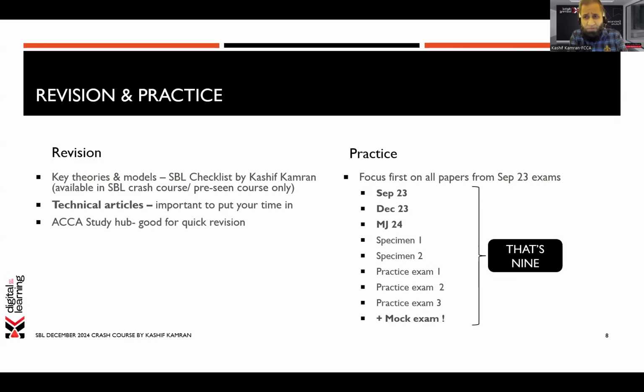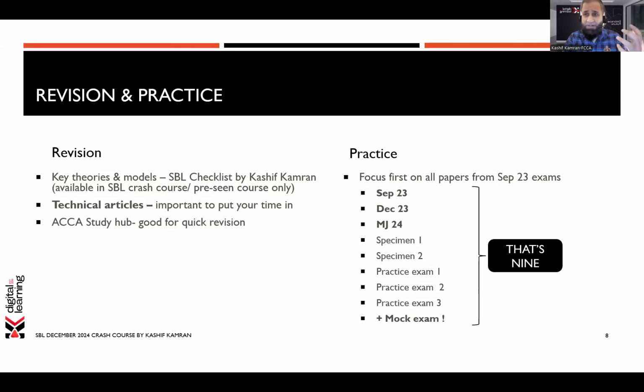Again, that's not an exhaustive list, and that's not an absolute assurance. That's a reasonable assurance. But at least I've prepared a checklist for my students that you can go through and self-check yourself, where you are standing in terms of knowing the models and theories. But again, that is only available to my students who are registered with me in any course. Either they're registered with me in the SBL crash course or the pre-seen course or the full course. So if you are interested in that checklist coming to you, you have to be part of these courses, and I'll be giving you information shortly on them.